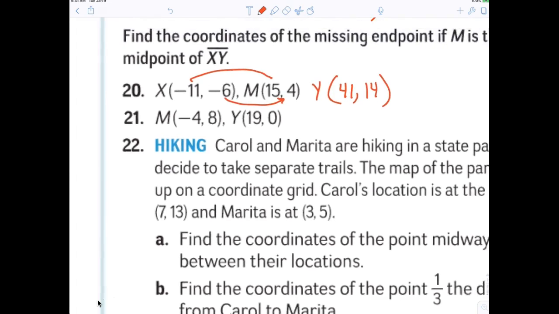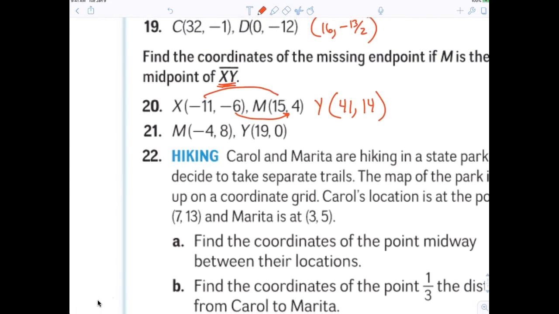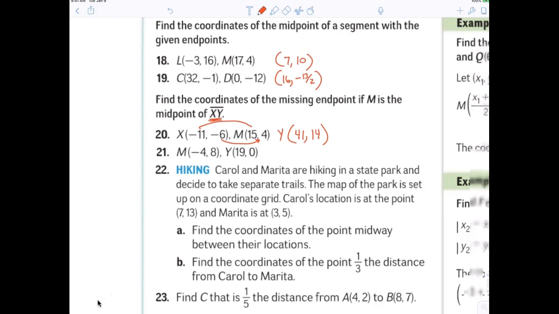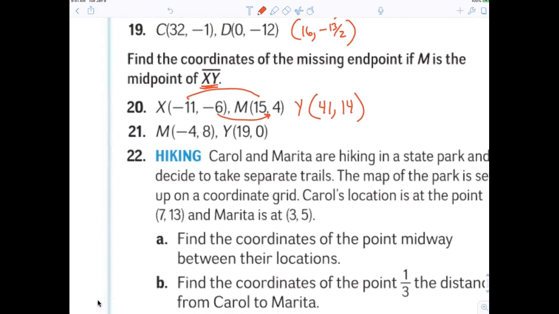Well, because it's asking for, right? You're in the middle. All right. So now if M is -4, 8 and the midpoint, oh, wait a minute. Oh, yeah. M is the midpoint. All right. So now I'm kind of looking at going from this direction. So now I'm looking for x. So I went from 19 to -4. So I went back 23.